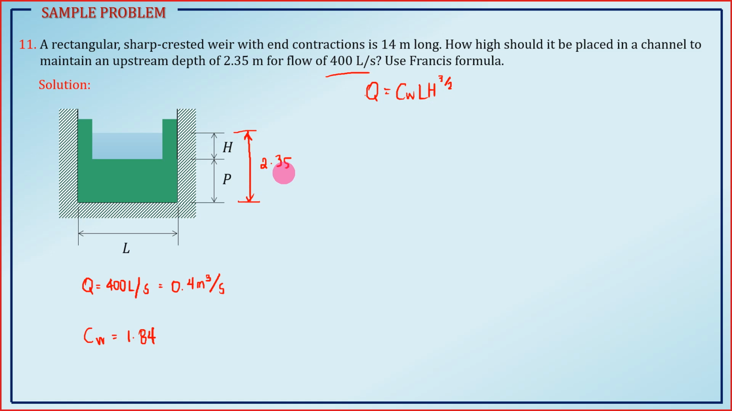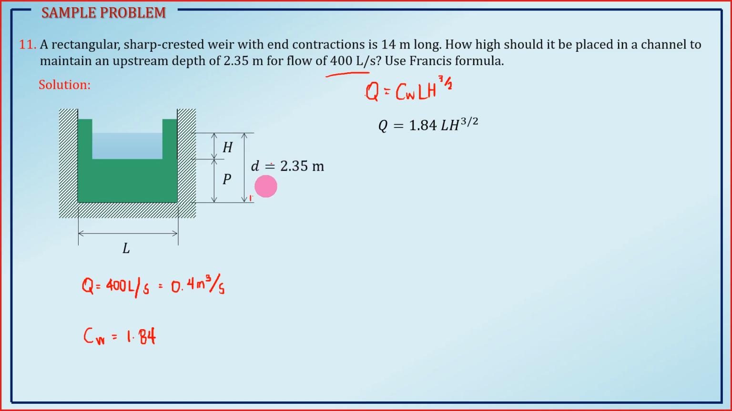Now, if it turns out greater than 0.4, you have to go back to the first equation and change the CW, using the other value of CW of the Francis formula. But if it is less than 0.4, that's good. The values of P and H you solved are okay. So, let's substitute this 1.84 to the equation of Q, neglecting the approach. We have 1.84 L H to the 3 halves.